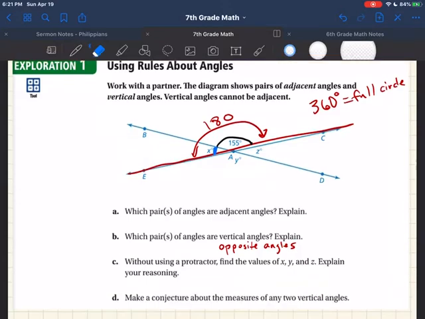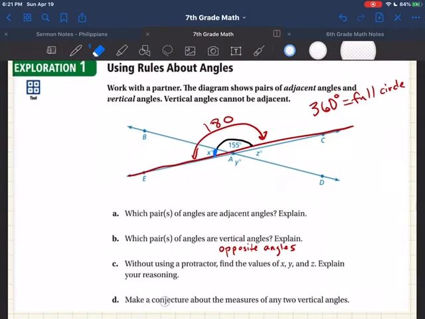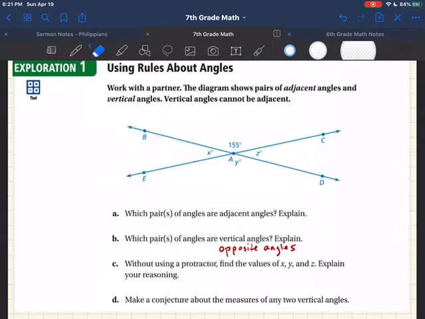Cool. Also, let's look at D. Make a conjecture, which means an opinion, about the measures of any two vertical angles. So what are vertical angles? Okay, so we're done with that. We'll come back to it. So if this is a vertical angle to this, and this is a vertical angle to this, pause the video, see if you can make a conjecture or an opinion or a theory about what is interesting about them.